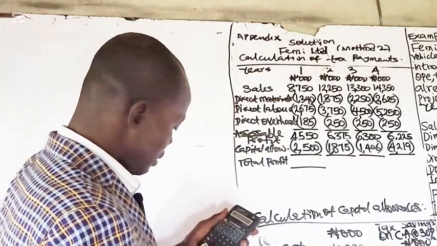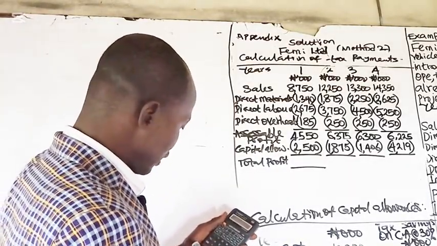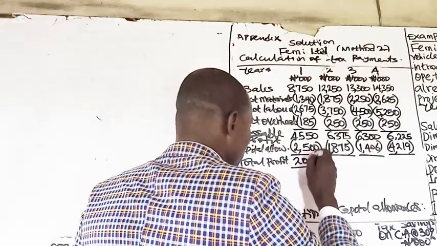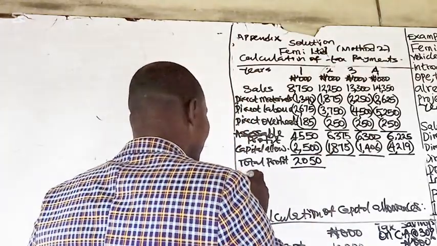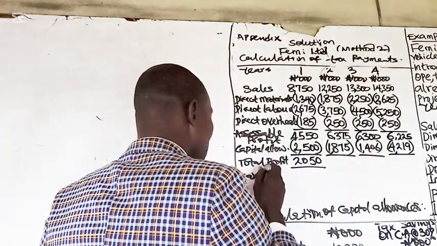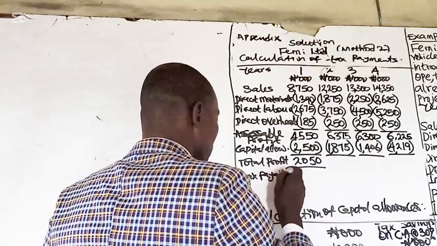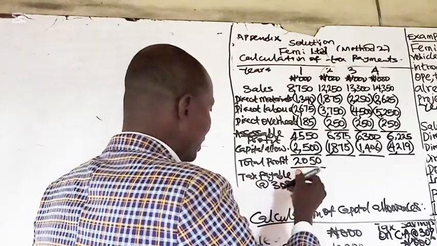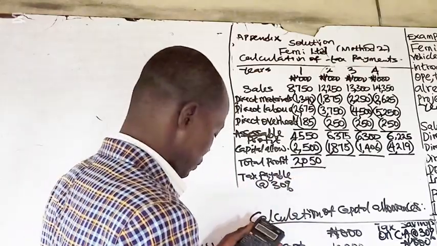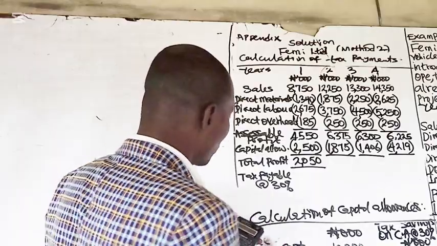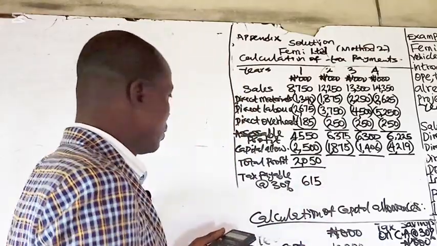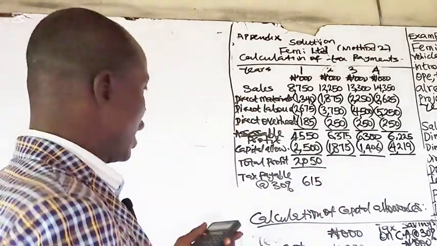4,550 minus 2,500. We have 2,050. Tax payable at the tax rate given to be 30%. What is 30% of 2,050? That gives us 615. That is the amount of tax that is payable in the year.